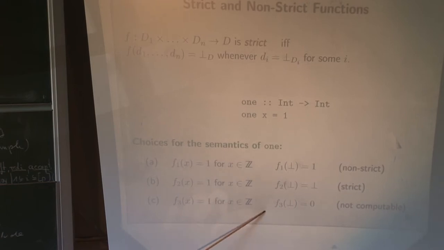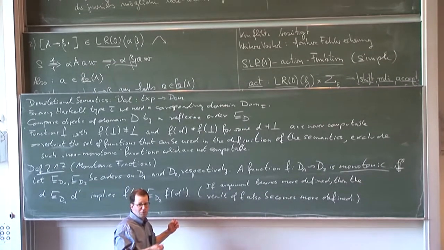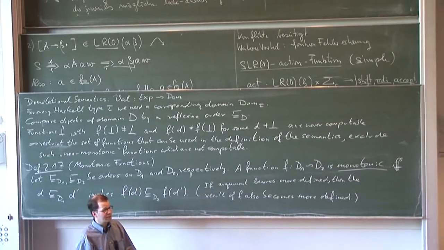But f3 is not monotonic. Here, again, bottom is less defined or equal to x, but 0 is not less defined or equal than 1. So here, if you make the argument more defined, then the result suddenly changes completely. It's not that just the result becomes more defined, but the result was already completely defined, and now it changes from 0 to 1. So that's not monotonic. And indeed, all computable functions are monotonic. So if we exclude the non-monotonic functions, we only exclude functions that can never occur in the semantics.